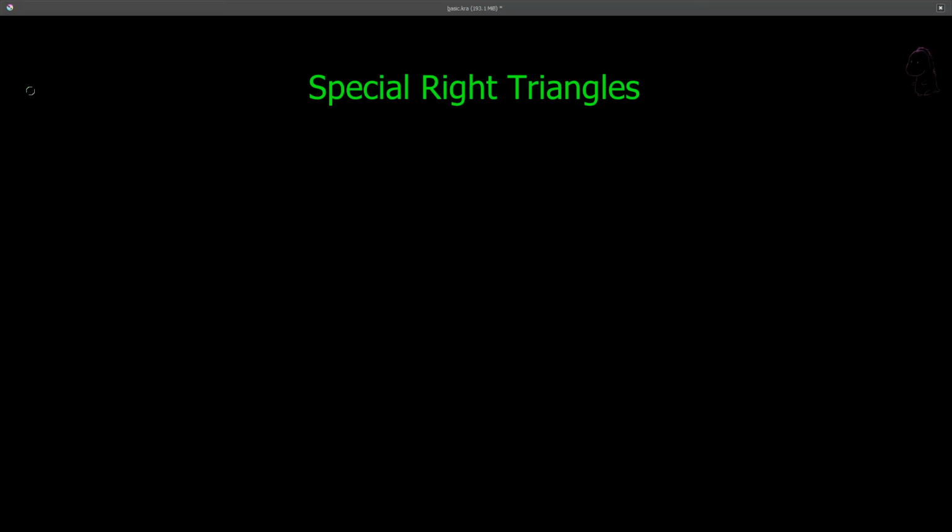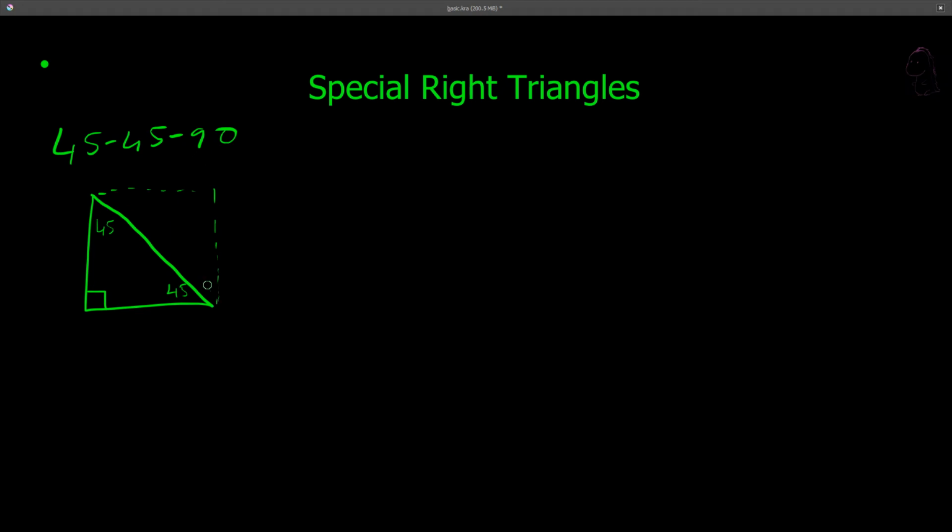What's going on, guys? Today we're talking about the special right triangle, and there are two types. The first type is the 45, 45, 90 right triangle, and that comes from a right triangle that has 45 and 45 as the two angles in there. And if you really notice, that comes from cutting a square in half.